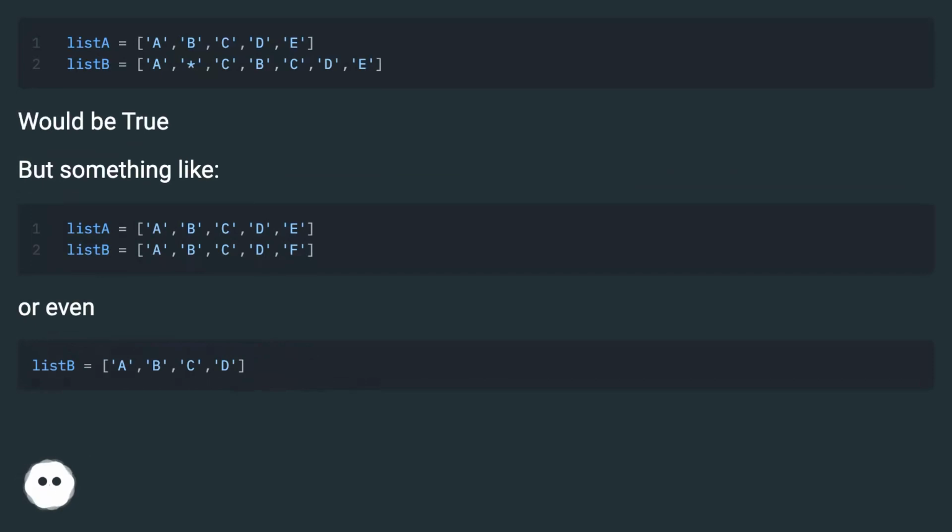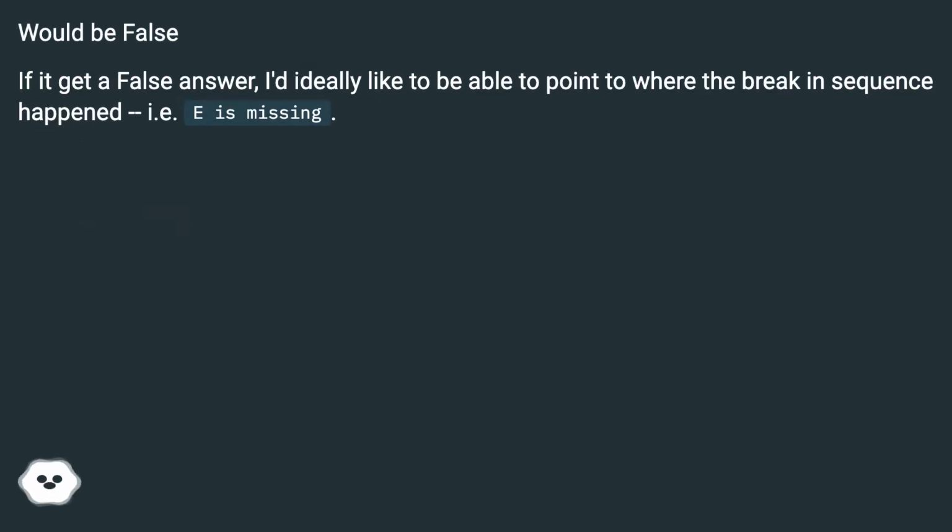Would be true. But something like, or even, would be false. If I get a false answer, I'd ideally like to be able to point to where the break in sequence happened, i.e. E is missing.